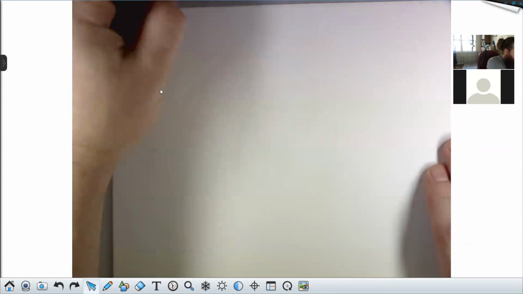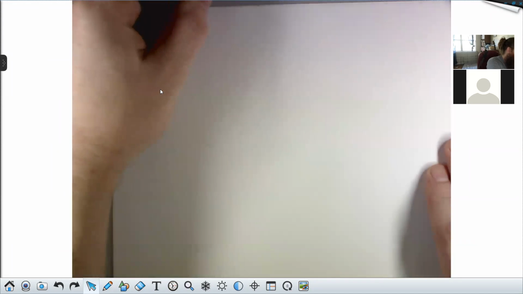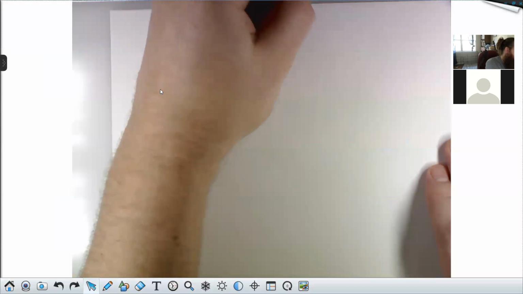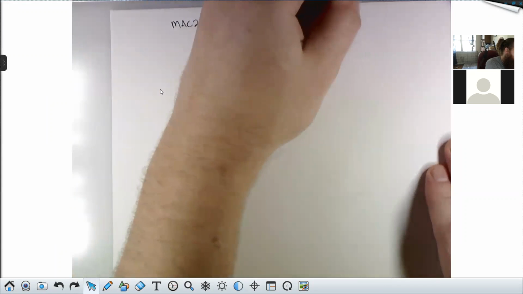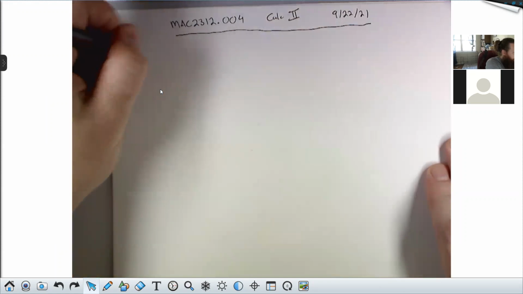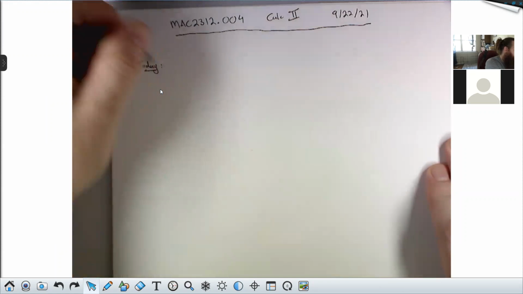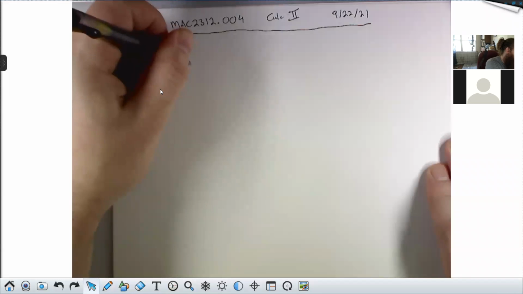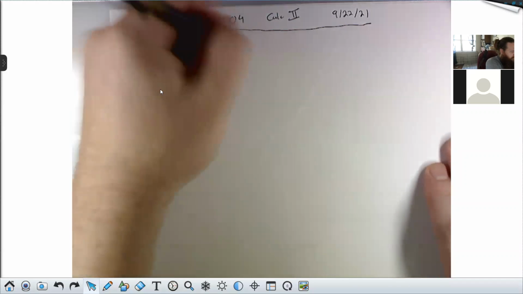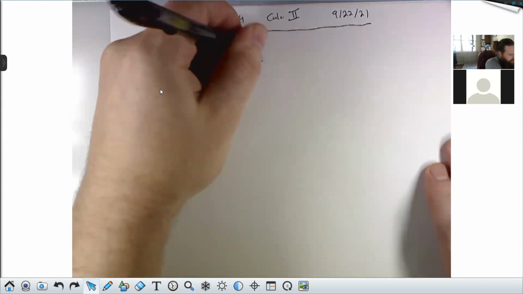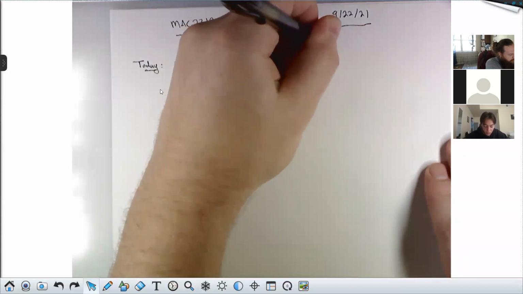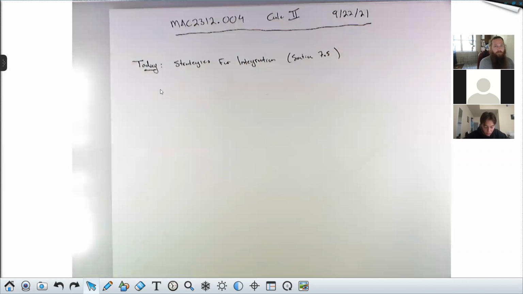So this, as always, is MAC 2312, section number 004, which is a Calc 2 file. And today is the 22nd of September, 2021. Today we're going to look at strategies for integration, which is section 7.5. Is this section on our exam?